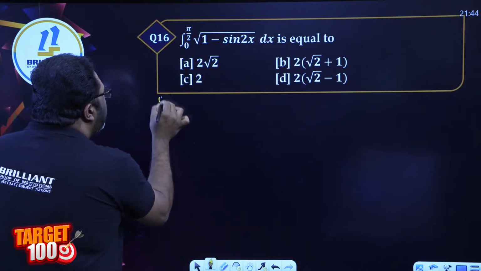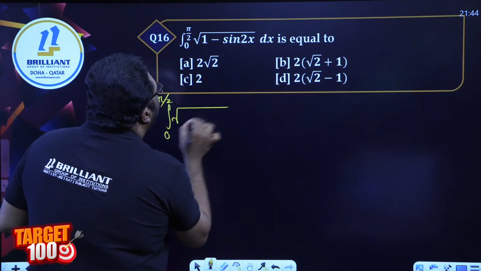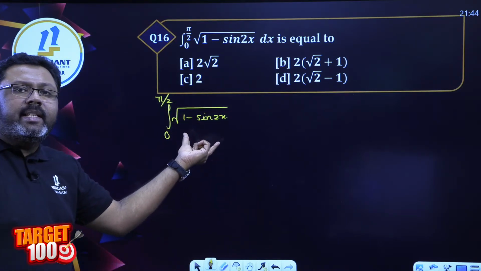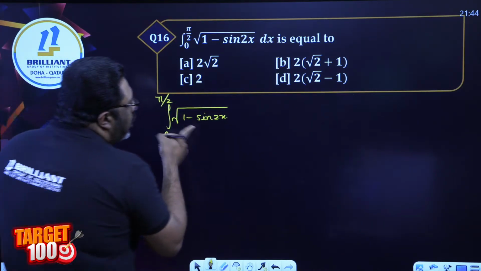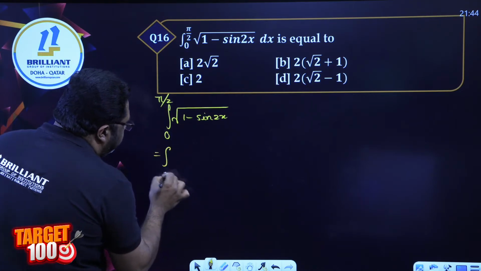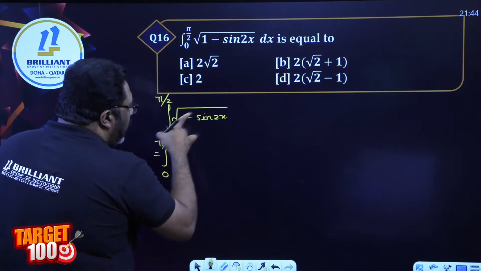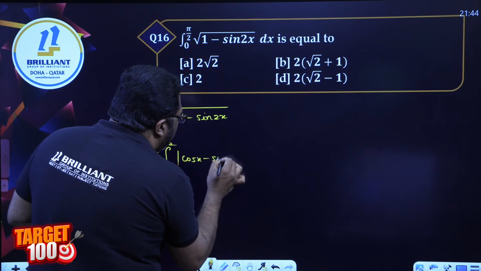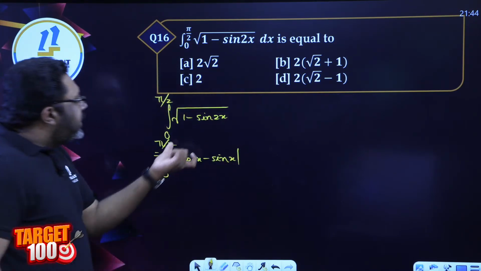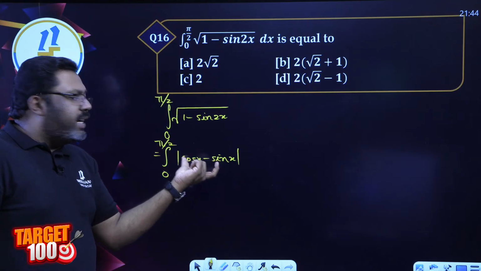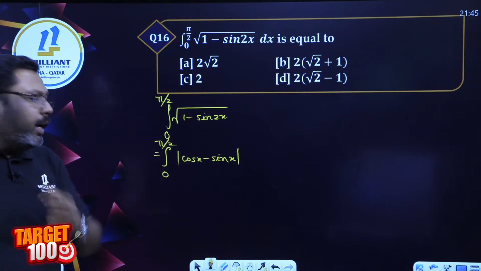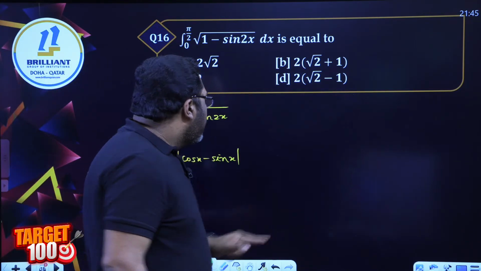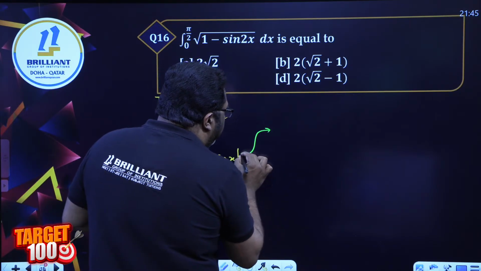Integral 0 to pi by 2 of square root of 1 minus sine 2x. 1 minus sine 2x is the trigonometric identity, which is cos x minus sine x the whole square. And because it is whole square, under the root it goes off, so you can write it as modulus of cos x minus sine x. But keep in mind, the limit is from 0 to pi by 2. That's the most dangerous thing here. This is a common question.